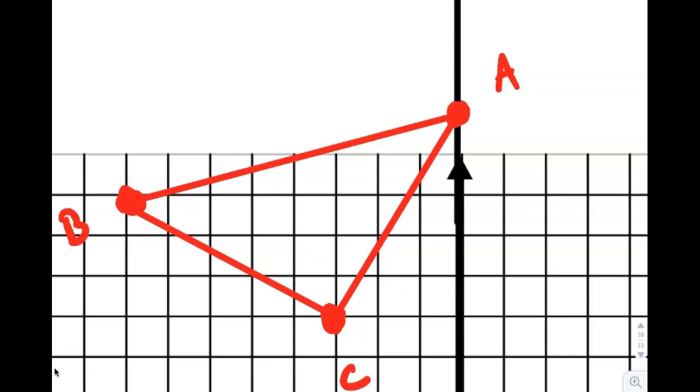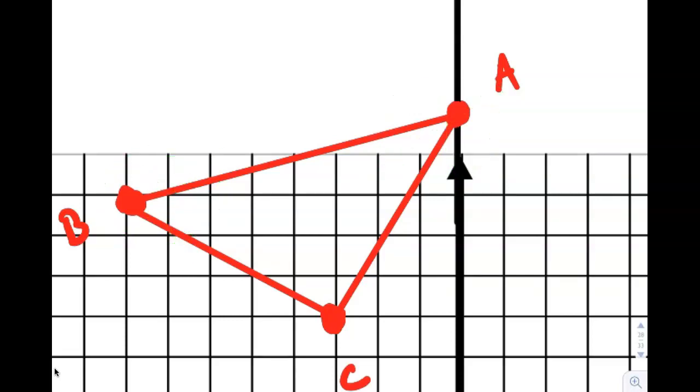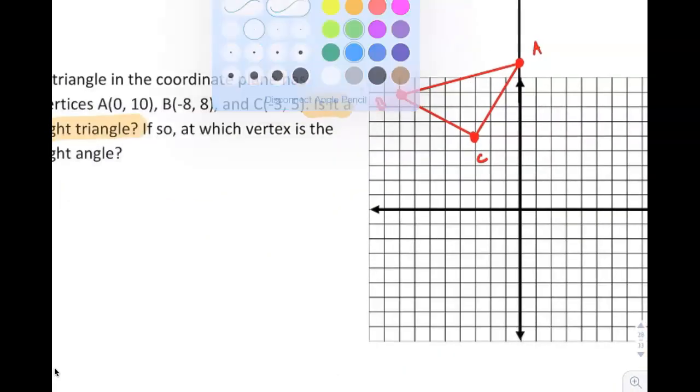There is no way, and this isn't just a sketch, this is on graph paper. There's no way that that's 90, and there's no way that that's 90. Those are definitely acute angles. So the question is, is this one a 90-degree angle? It certainly looks like it could be, but we have to prove that. So how do you prove a 90-degree angle?